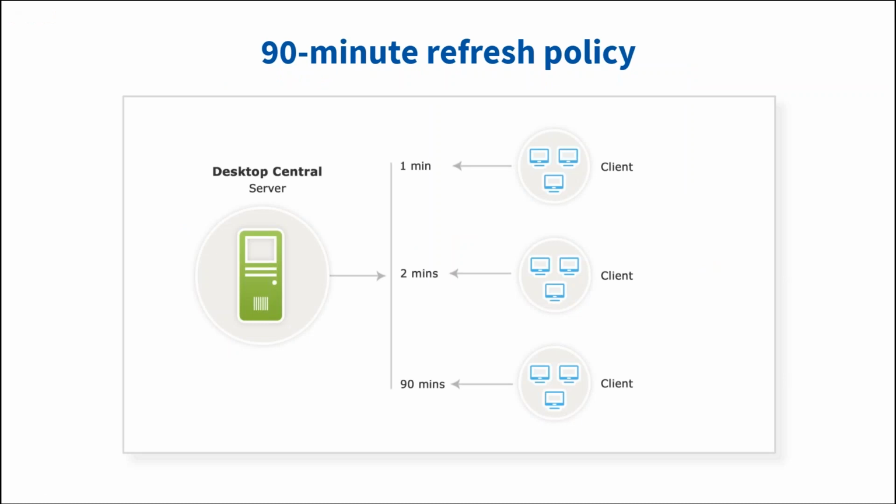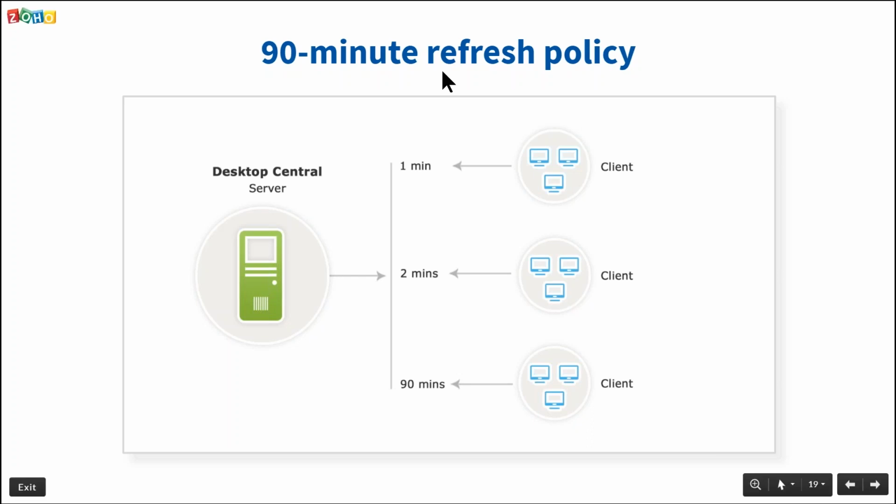Desktop Central architecture is scalable to manage even large networks up to 25,000 machines. This is possible because of the refresh policy that we have. So what is refresh policy? Every Desktop Central agent contacts the server once in 90 minutes. This is called a refresh cycle. This feature ensures that all computers in the network contact the server periodically.